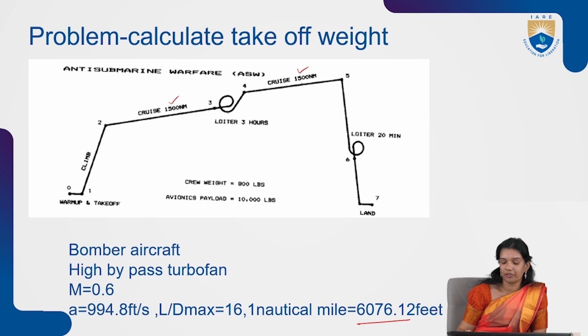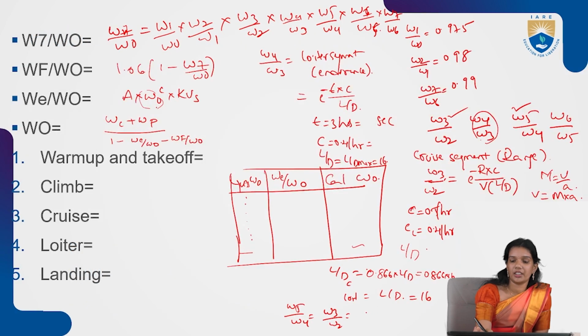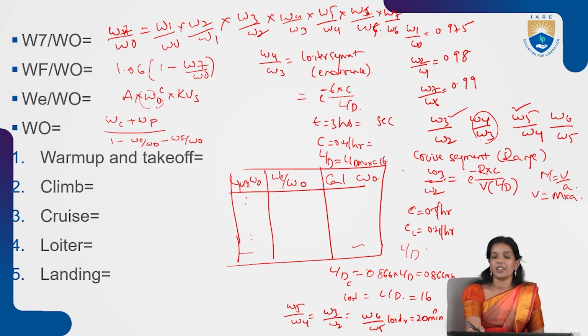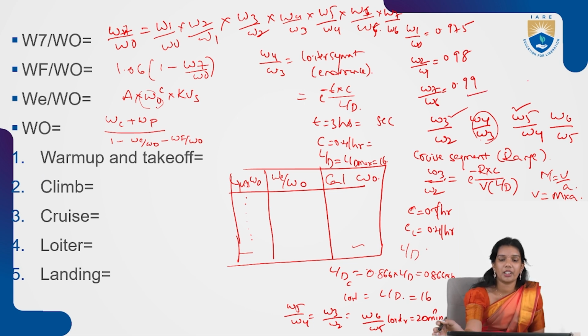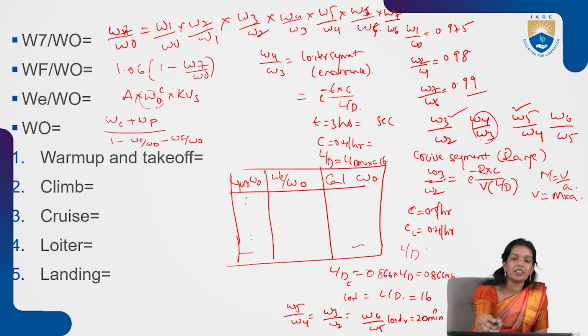6 by 5, you are loitering for 20 minutes, right? So let us calculate here. I'm going to convert this 20 minutes into seconds. Replacing here, endurance is 20 minutes converted into seconds, into specific fuel consumption again for loitering 0.4 per hour, by L by D, which is going to be 16. So we'll get a value of W6 by 5. W7 by 6 I know because during landing it's a definite number, 0.99. So therefore, multiplication of all the segments should give me W7 by W0.